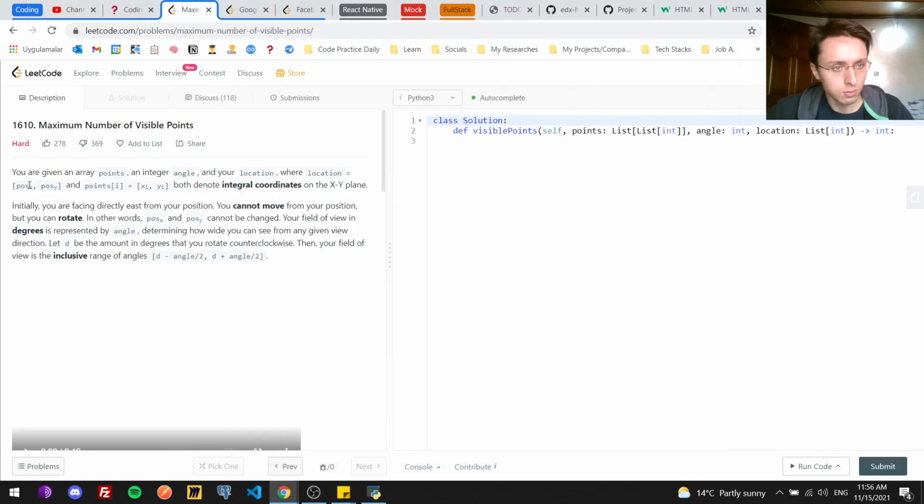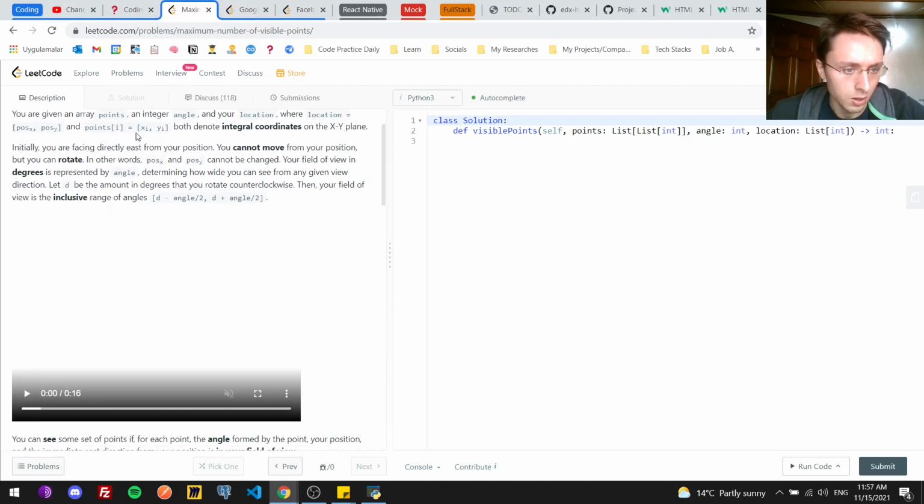Alright, let's take a look at this problem. Maximum number of visible points. You are given an array of points, an integer angle, and a location, where location is position x, y, and points are in this form, x and y, denoting integral coordinates.